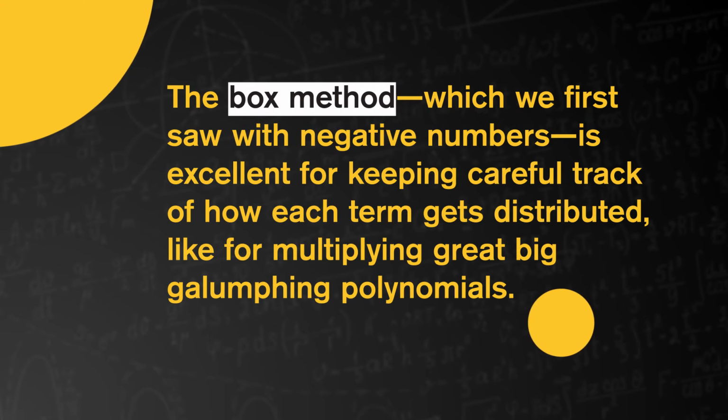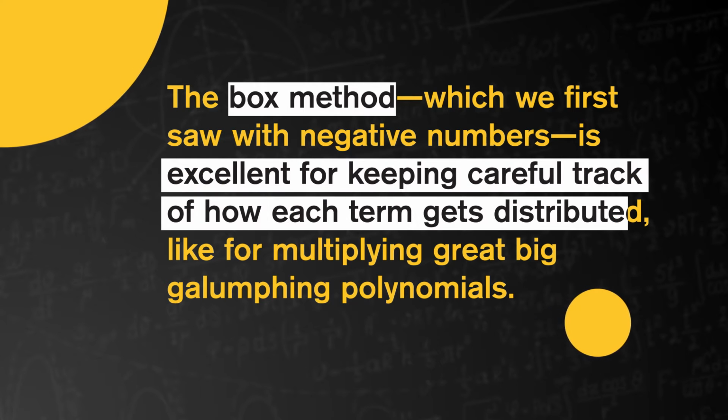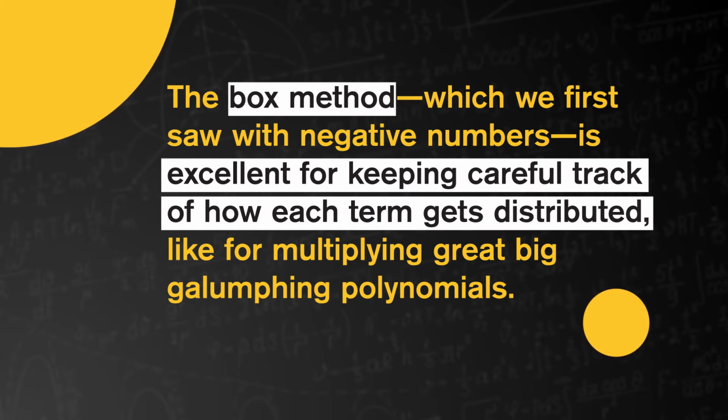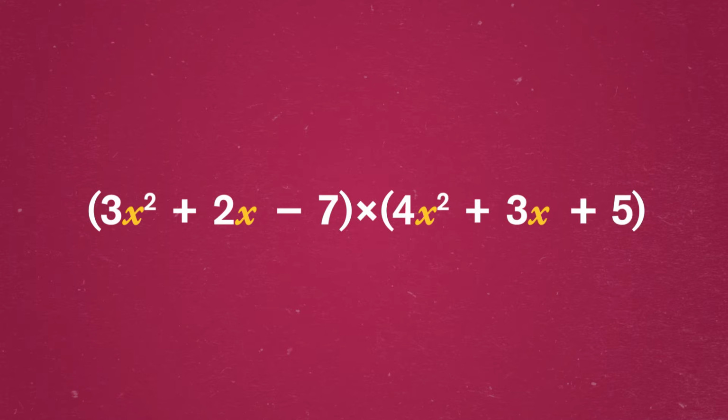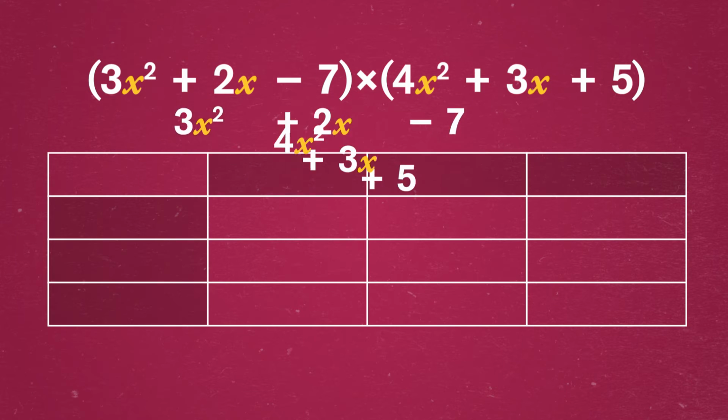The box method, which we first saw with negative numbers, is excellent for keeping careful track of how each term gets distributed, like for multiplying great big galumphing polynomials. If we have to multiply something like 3x squared plus 2x minus 7 by 4x squared plus 3x plus 5, well, I don't know about you, but if I try to do that in my head, I'd probably just fall down. But if we divide this up into boxes, nothing gets missed.